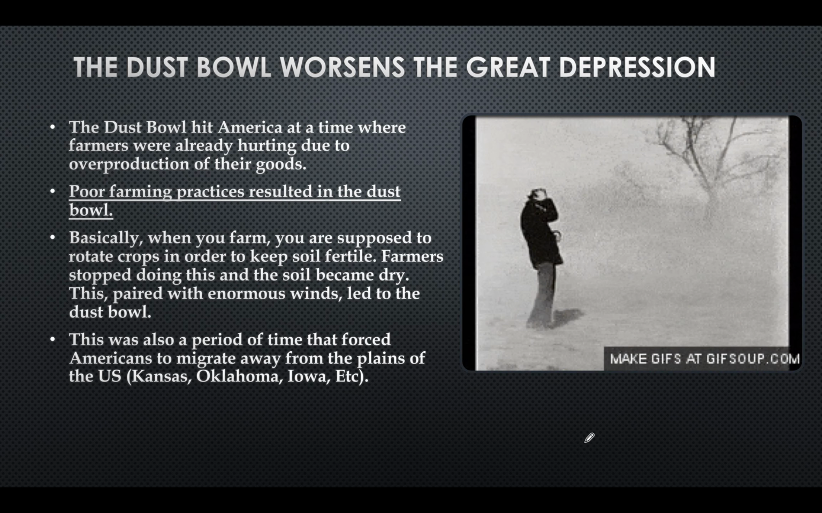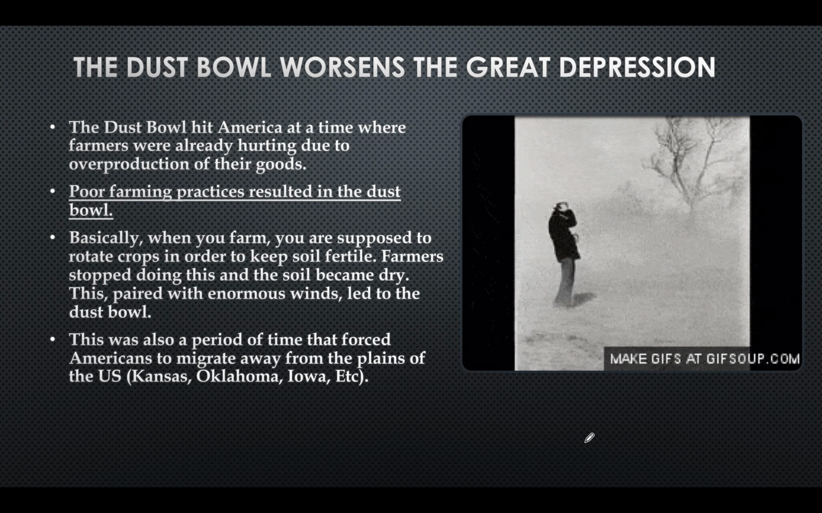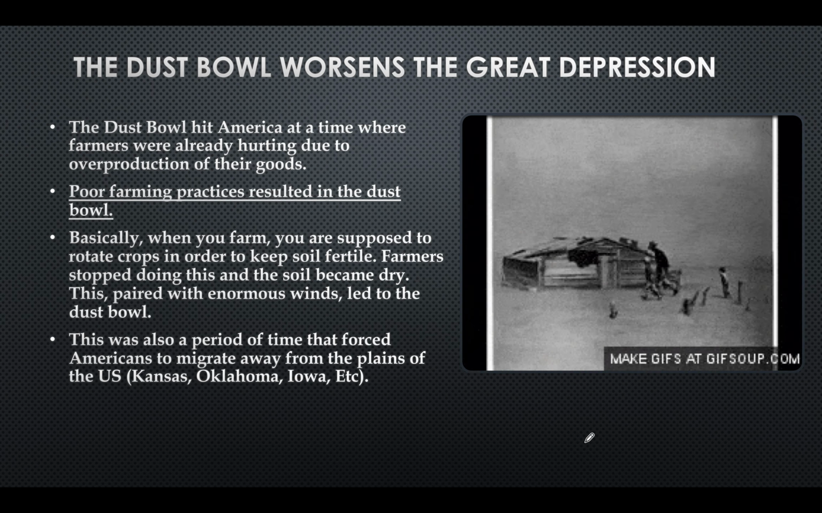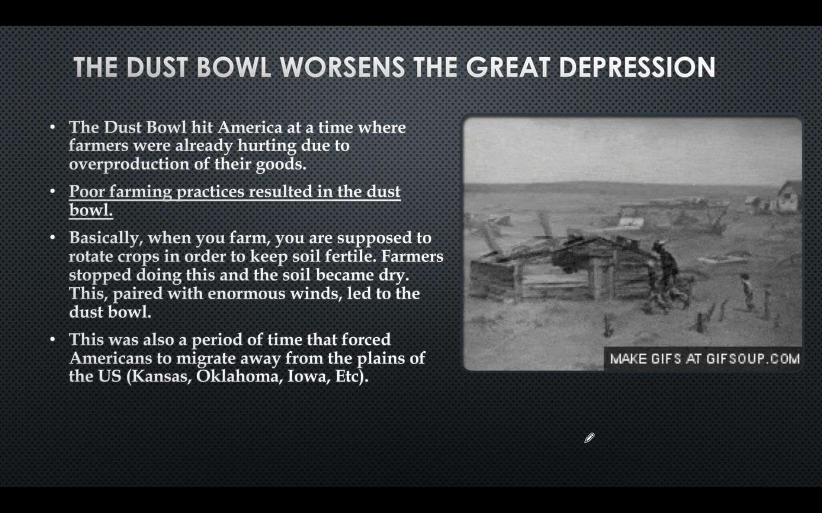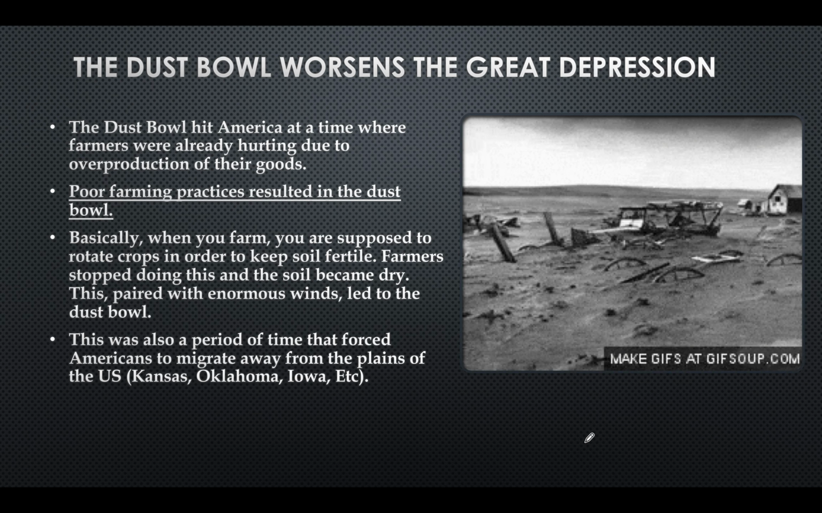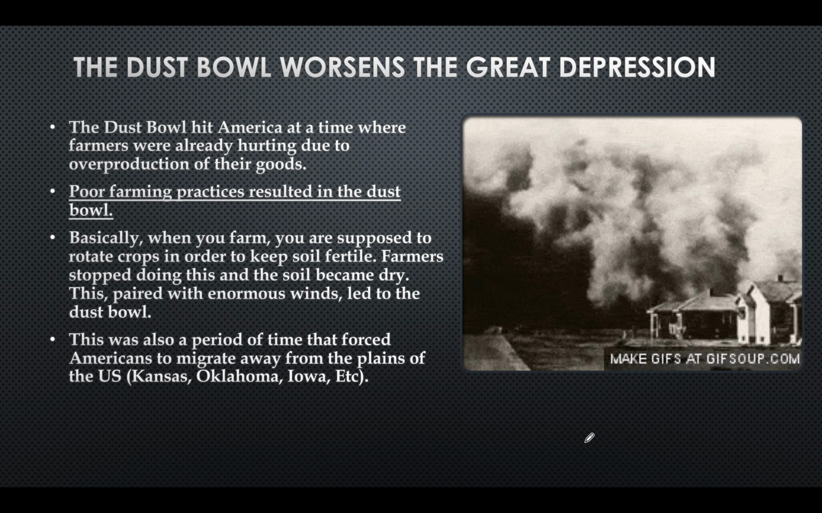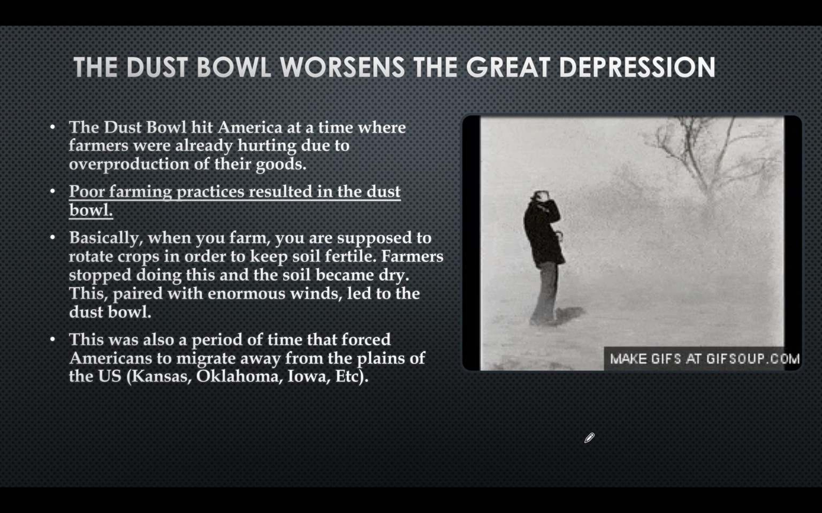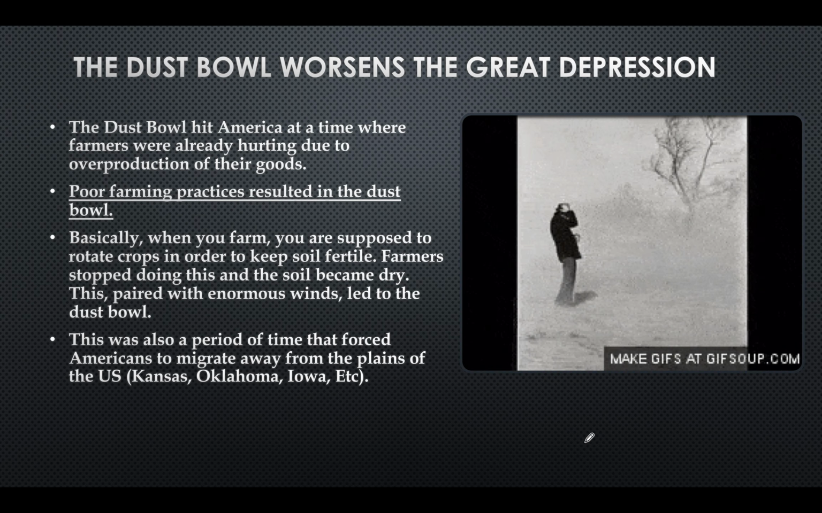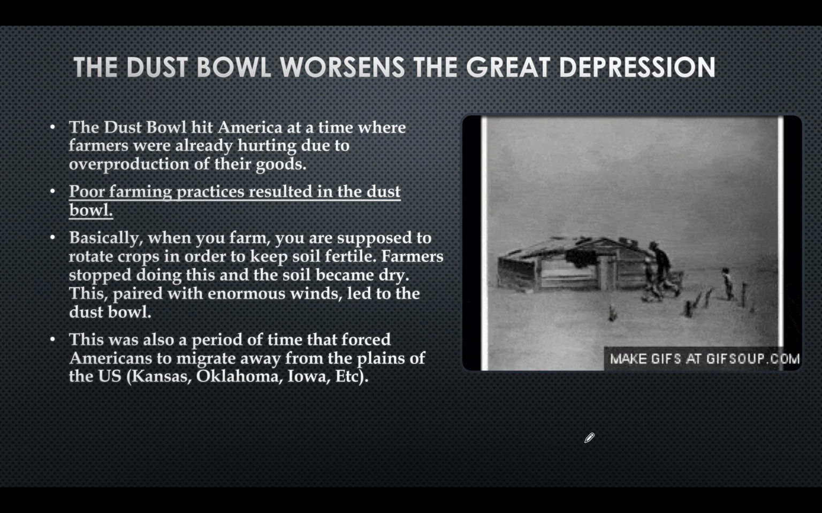And then we have this thing called the Dust Bowl that's going on. So the Dust Bowl hit America at a time where the farmers were already hurting due to overproduction of their goods, right? We just learned that. This paired with poor farming practices resulted in the Dust Bowl.